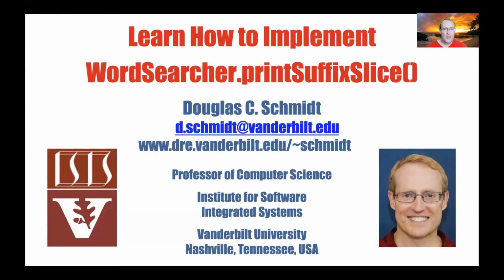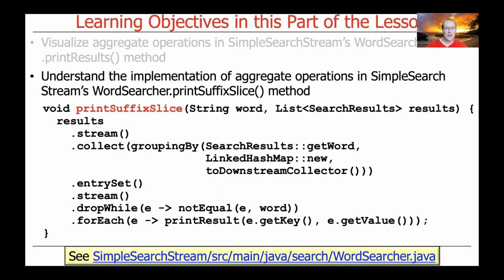So the last thing we're going to do today is take a look at how to implement the WordSearcher.printSuffixSlice method. We just visualized it. Now we're going to take a closer look at the implementation details. Here's a high-level view of what the implementation looks like. As before, you can get it in the WordSearcher.java file in my simple search stream example.